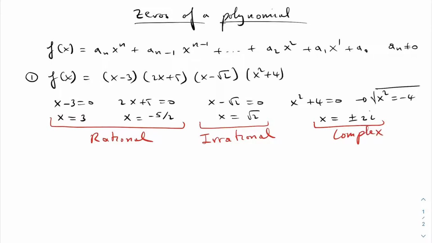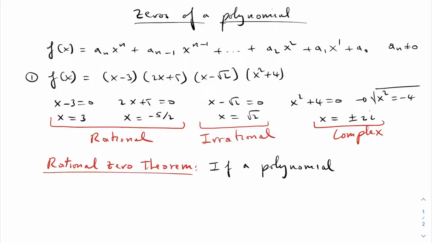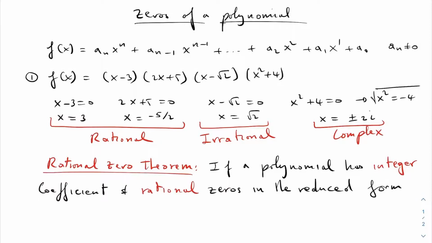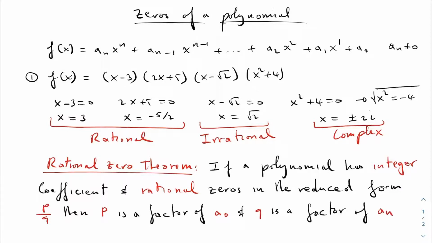And so the first thing I want to give you that will be useful when you're about to find the zeros of a polynomial given in a general form is the rational zero theorem. This theorem says that if a polynomial has integer coefficients and has rational zeros written in their reduced form as p over q, then p has to be a factor of the constant term a_0 and q has to be a factor of the leading coefficient a_n. This is very important because it's going to help us guess what particular zeros of polynomials are when you have a degree that's bigger than 2.